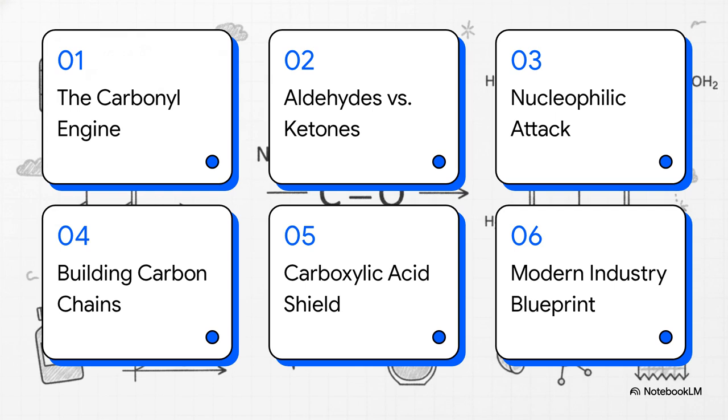So here is our roadmap for today's explainer. We'll meet the carbonyl engine, compare aldehydes and ketones, look at the nucleophilic attack, see how we build bigger carbon chains, explore the carboxylic acid shield, and finish up with the blueprint of modern industry.